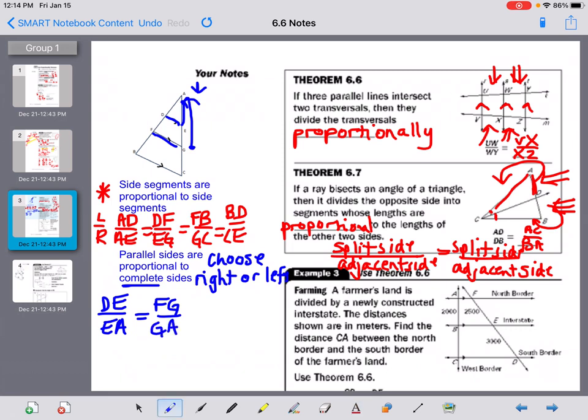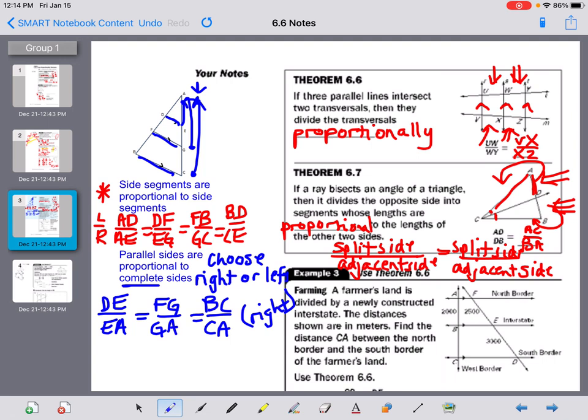Okay, so notice it started at G and went all the way to the top. And then this side, BC, when it's parallel, it needs to go to its complete side, which starts down here at C and goes all the way to the top, CA, okay? And the same thing would happen if we went on the left side. So these are all the ones from the right.